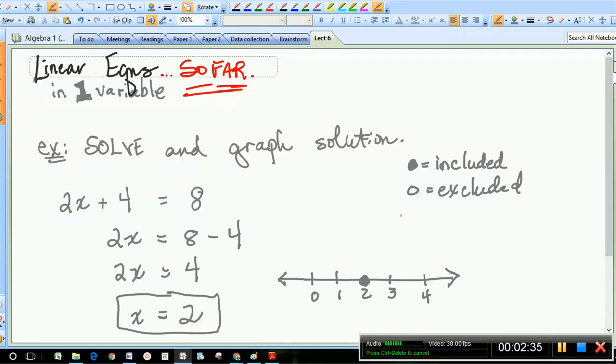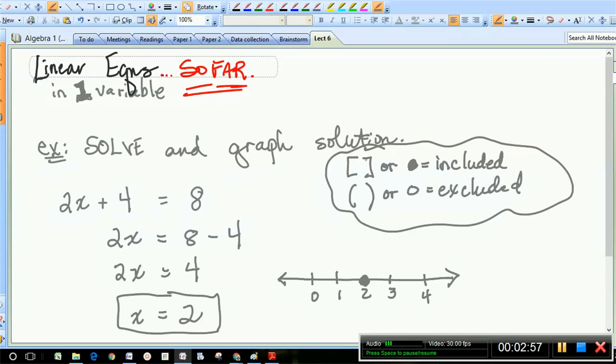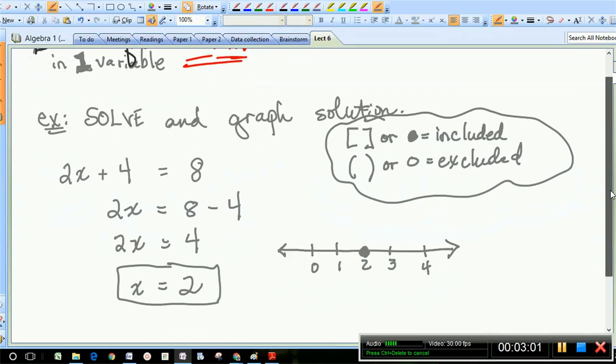When we did interval notation, remember that for included numbers we used brackets, and for parentheses, we excluded. So to exclude, we used parentheses for intervals. I just kind of wanted to remind you of that notation. So all right, this is the graph of this single number solution.